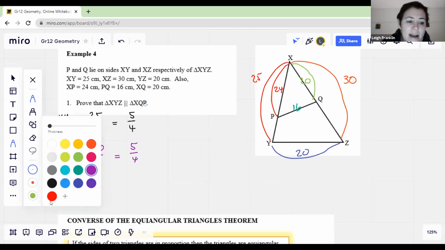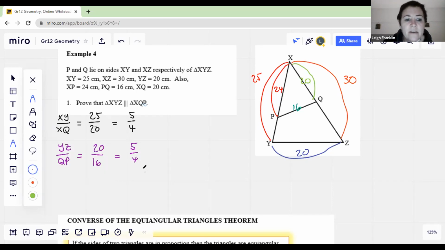All right, and now the last one. Okay, so we're going to go first and last and first and last. Okay, so XZ over XP. All right, so XZ in this case, we said was 30, and XP was 24. Okay, so again, divide the top by 6, the bottom by 6, and we end up with 5 over 4.